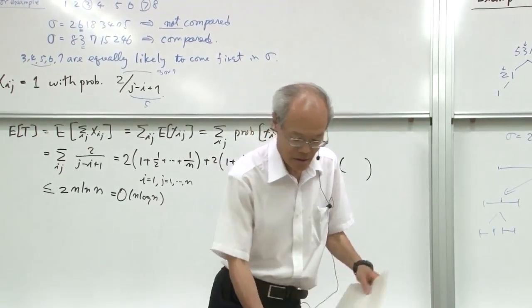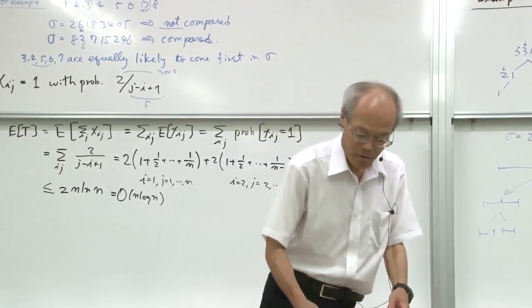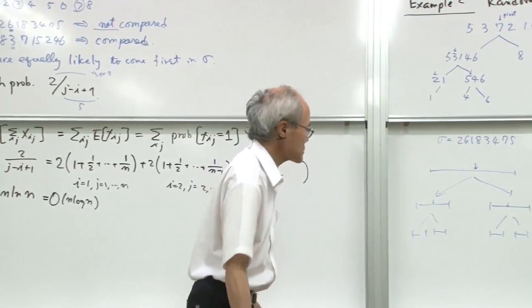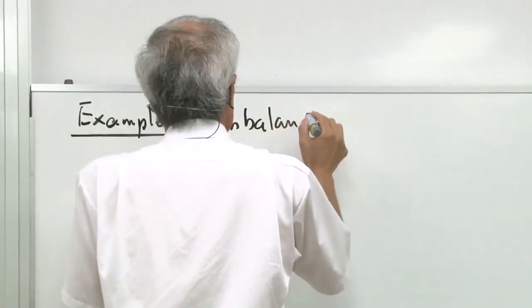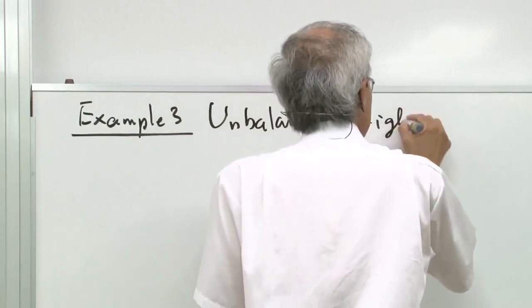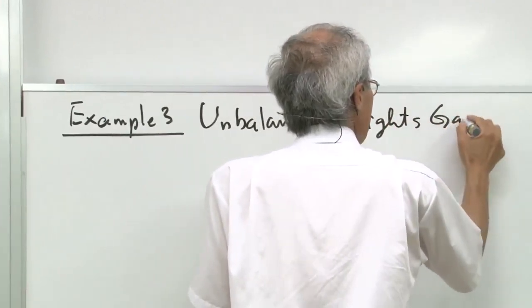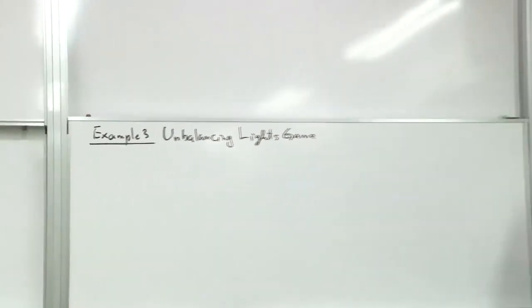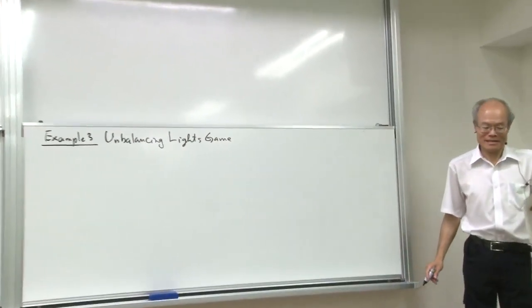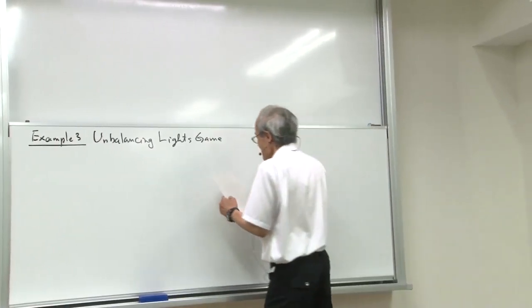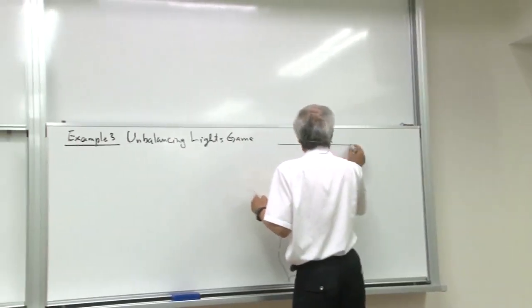Now, I'll show you another example. Unbalancing lights game. Let's have some fun. It's fun. Okay, we are given this thing.